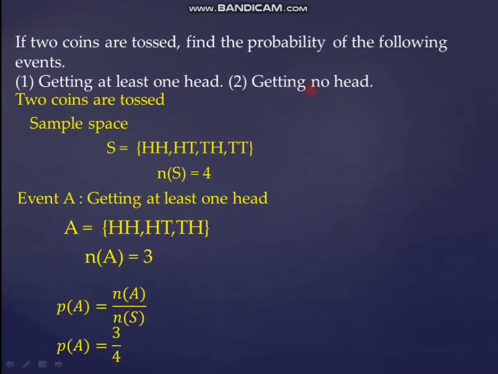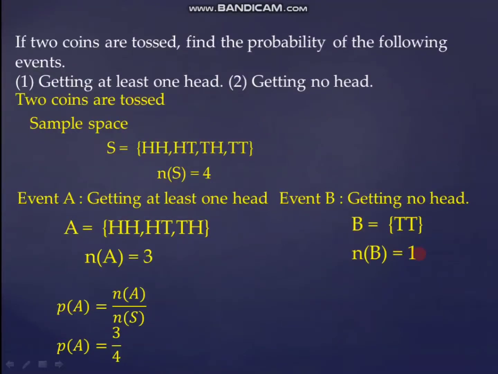The second event is getting no head. So again we have to collect those points which do not involve a head amongst the sample points in the sample space. There is only one point, TT, in this set which does not involve a head. That means in this sample point no head is there. That's why B is equal to TT. So this is the only one element we can get for this set. Therefore n of B is equal to 1.